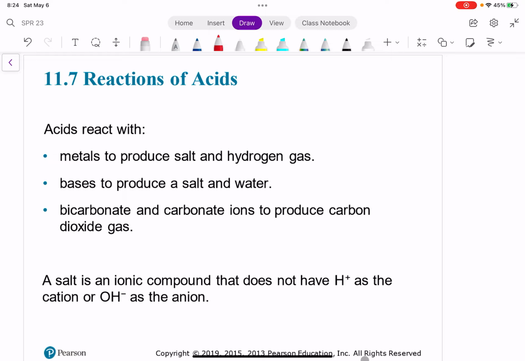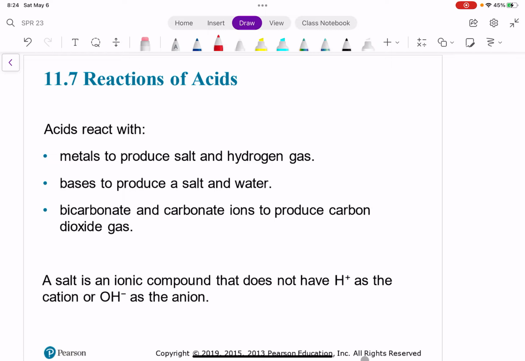In this video, we're going to use what we learned about acids and bases to learn about acid-base neutralization reactions. Acids can react with metals to produce salt and hydrogen gas. I would urge you to think about if we did a reaction in lab with metal and produced anything like that in lab. So think about that.